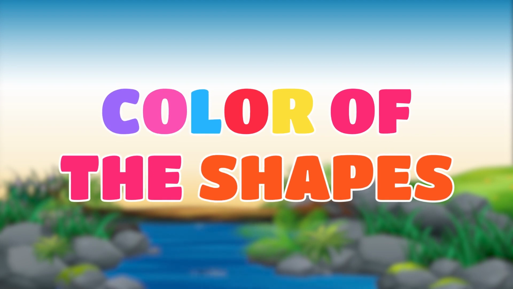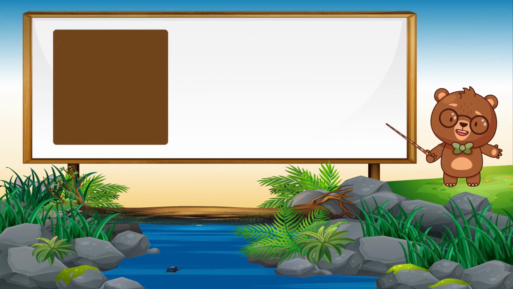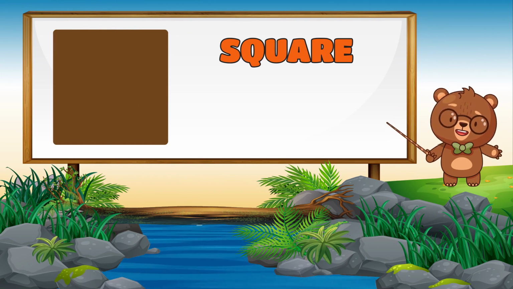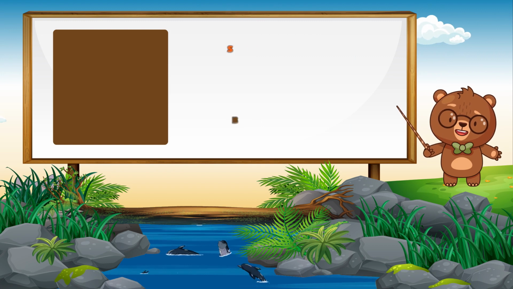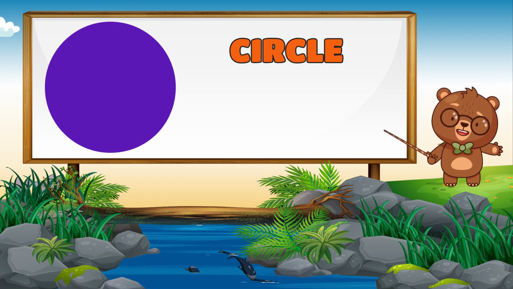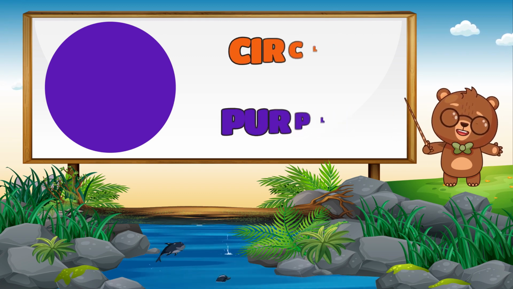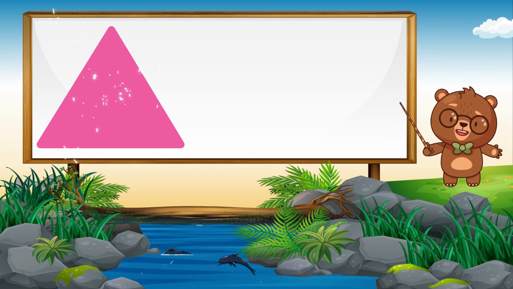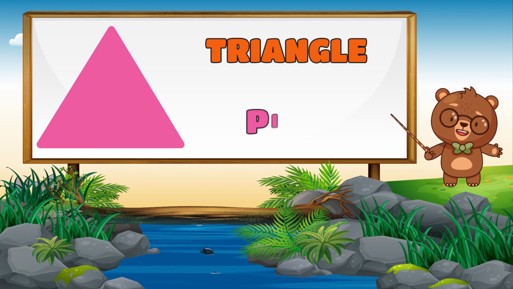The color of the shapes. Square. Guess the color of the square. Brown. Circle. Guess the color of the circle. Purple. Triangle. Guess the color of the triangle. Pink.